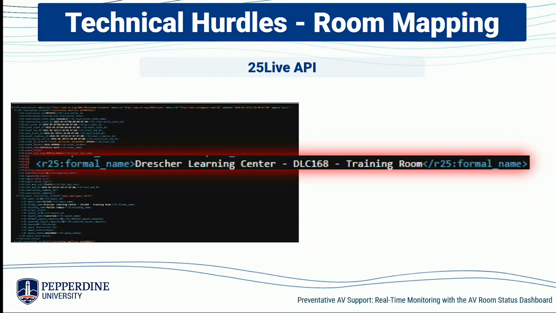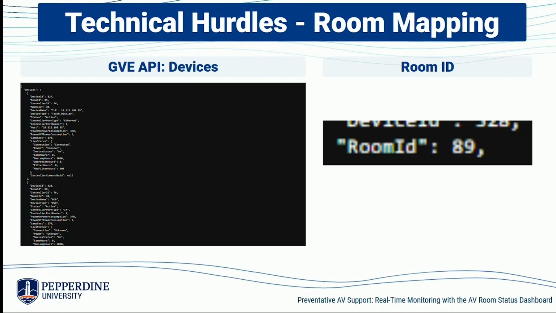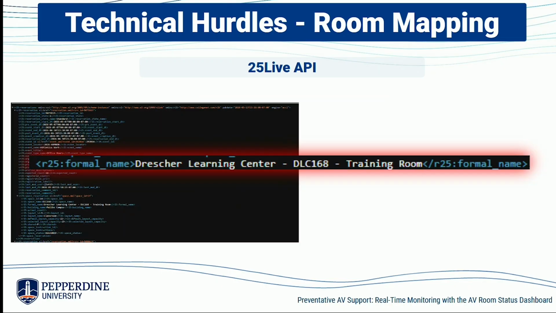And then on top of that, there's the 25 Live API, which uses the formal name to keep track of every location. So I had to match the room ID to, I forget what they call it, the room name, to the 25 Live formal name.